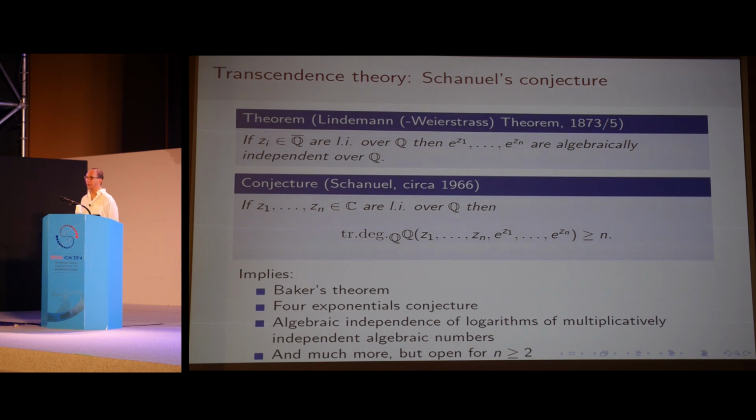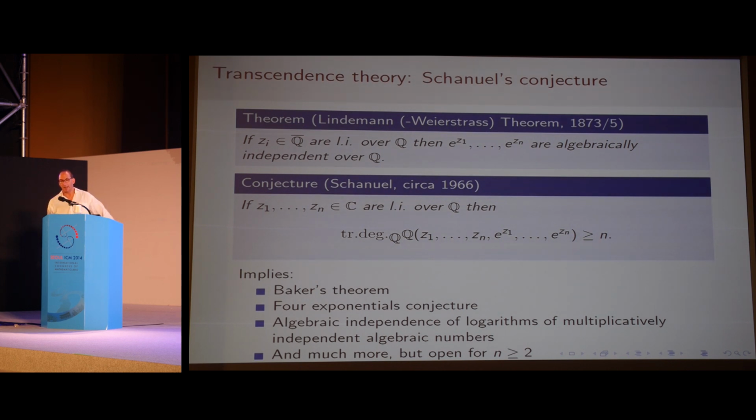I want to turn briefly now to transcendental number theory. Major classical results include Lindemann's theorem on the exponentials of algebraic numbers and the Gelfond-Schneider theorem. Gelfond, Schneider and others made various conjectures generalizing these results, but a concise, comprehensive conjecture was formulated in the 60s by Schanuel.